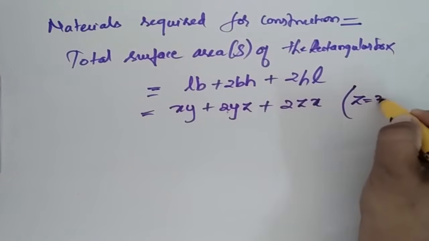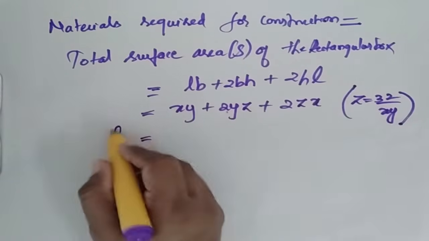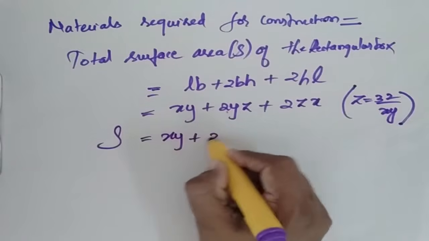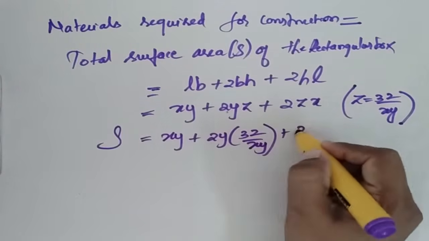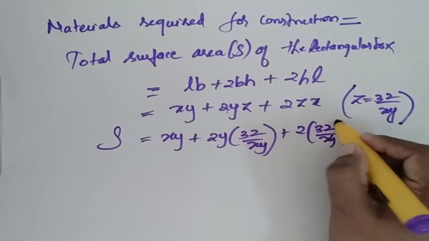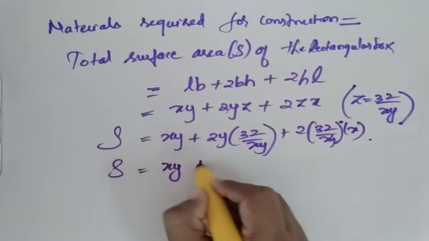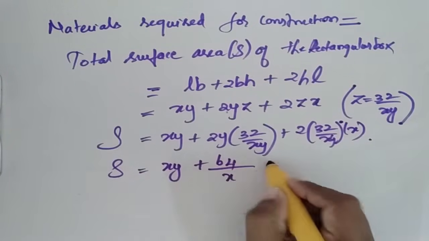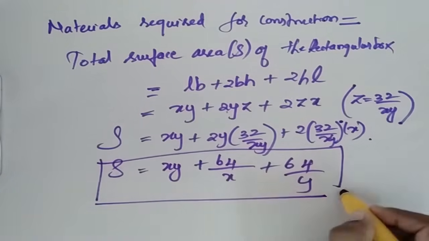We know that Z is equal to 32 by XY. So S is equal to XY plus 2Y into 32 by XY plus 2 into 32 by XY into X. So S is equal to XY plus 64 by X plus 64 by Y.